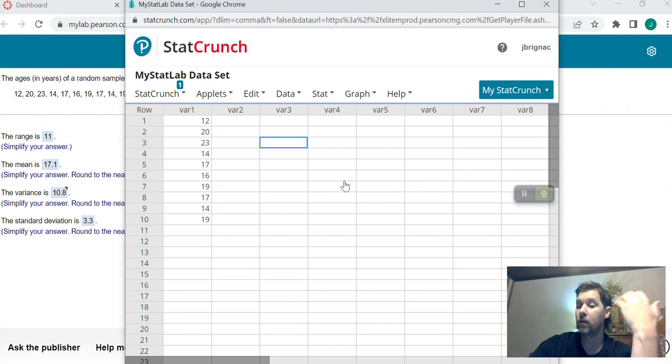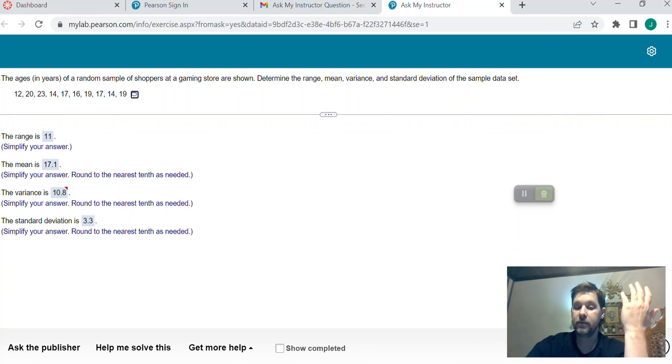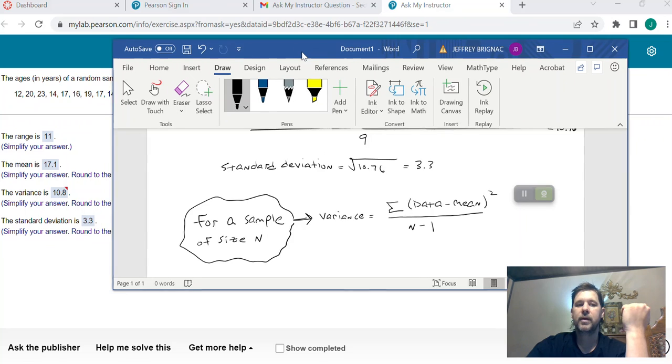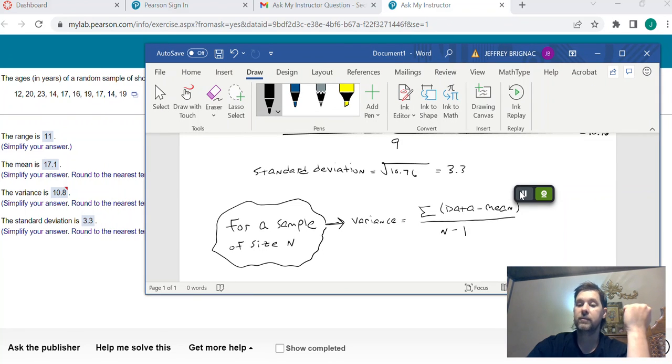It's good to know about that kind of thing, but it's good to know how to do the calculations by hand. All right, so that's everything to wrap up this question. Let me know if that helps or not.